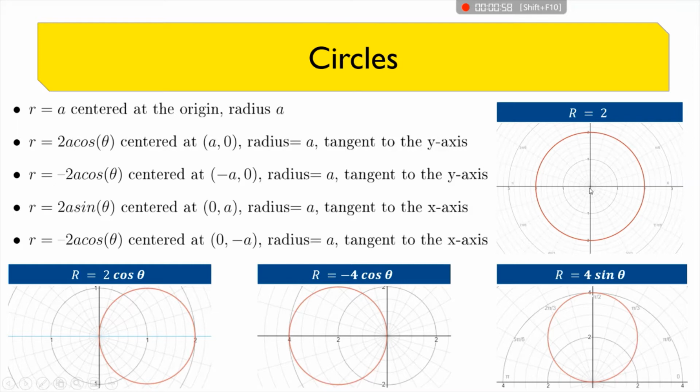But if you don't want to center at 0, 0, you could use sine or cosine, and you'll end up with different circles. So anytime you've got an even number times cosine, you'll end up out here to the right, so kind of like this 2 cosine theta. If you've got a negative even number times cosine, you'll end up to the left. If you've got a positive even number times sine, you'll end up above it. And a negative even number times sine, you'll end up below it.